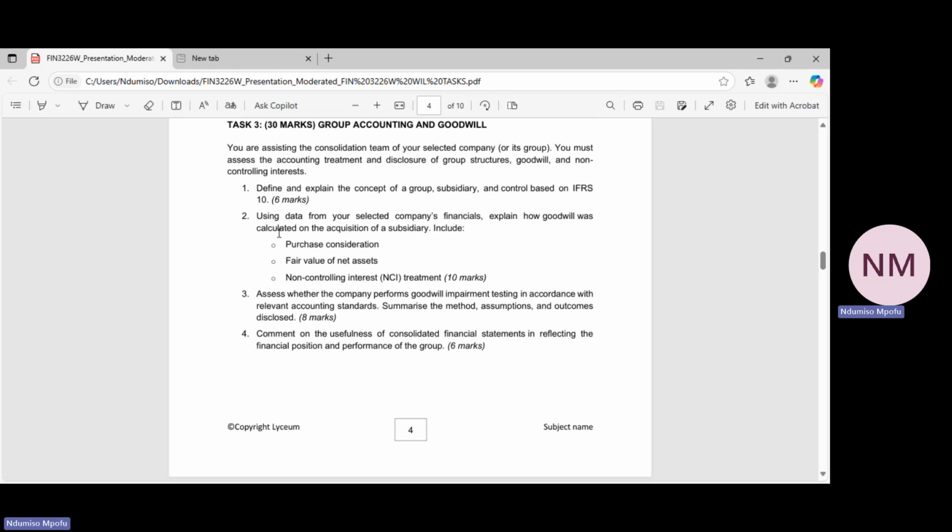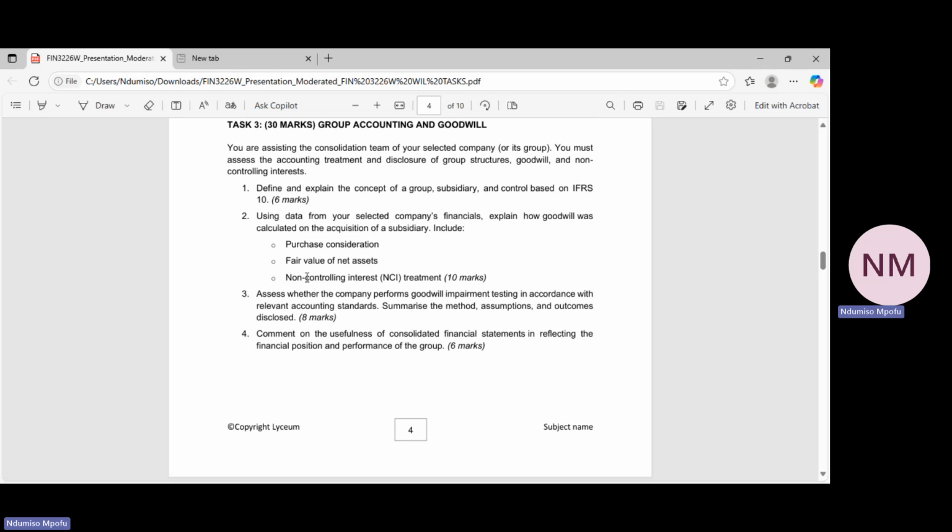That's the first part. And then you got your financial statements. You look at the calculation, at how your company applies goodwill. It will be explained in your financial statements. You just take it as it is, you paraphrase, you present it as your answer. The purchase consideration is how much was paid to purchase the particular subsidiary.